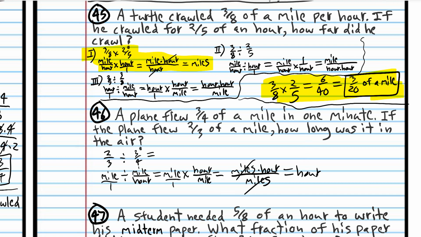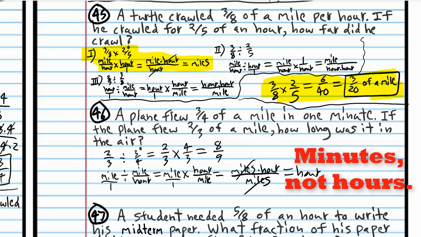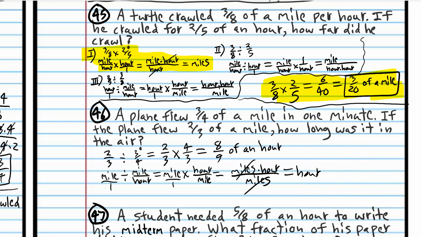So now that we know the correct way to do it, 2/3, change to multiplication, flip the divisor. 2 times 4 is 8. 3 times 3 is 9. Now, what did we just find? We have to write the unit. And you're probably thinking, well, I've done enough work at this point. I don't want to do it. Well, you have to do it. How do we know what the unit is? Well, it's simple. It just says how long was it in the air. So that's hours. So it'd be 8/9 of an hour.